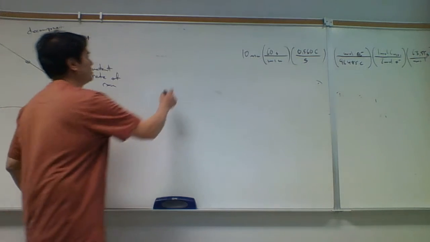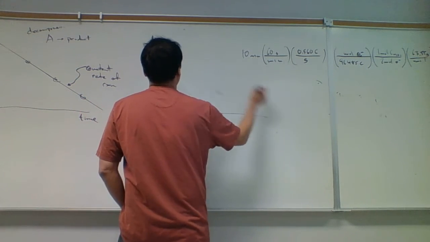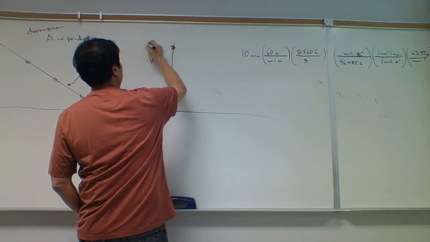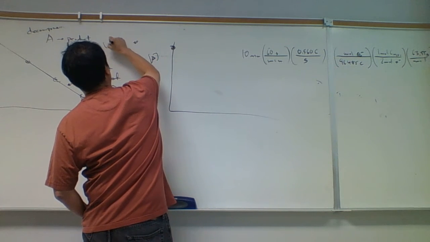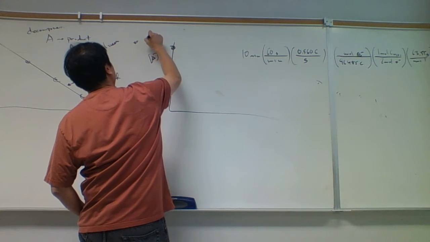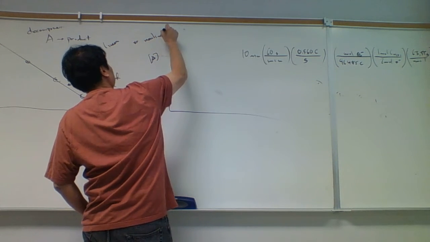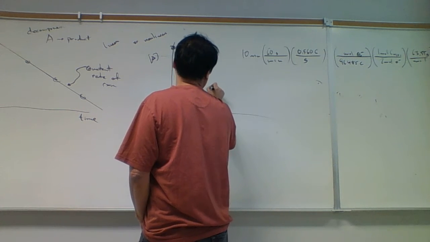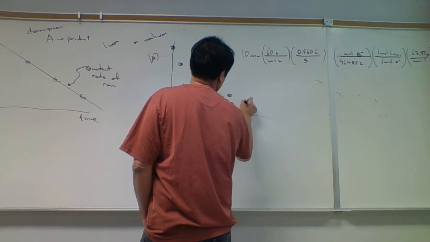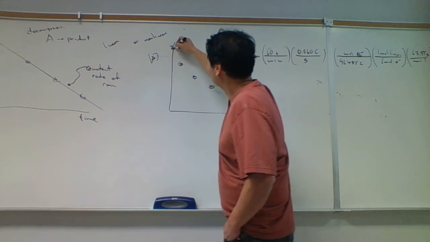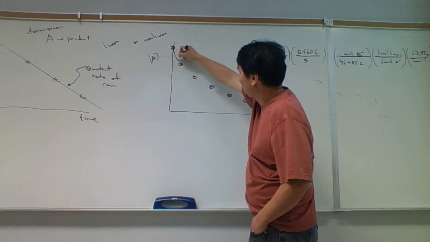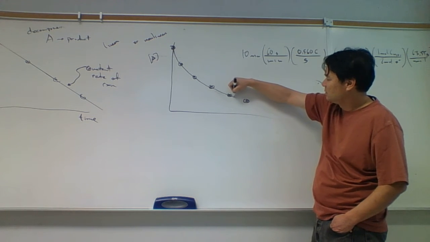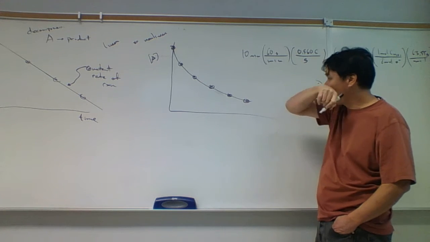So actually, maybe I better just draw it here. That is here. This would be linear or non-linear. And so it has a faster rate at the beginning, and then it kind of slows down. So it rapidly reacts, and then as the concentration decreases, it just slows down.